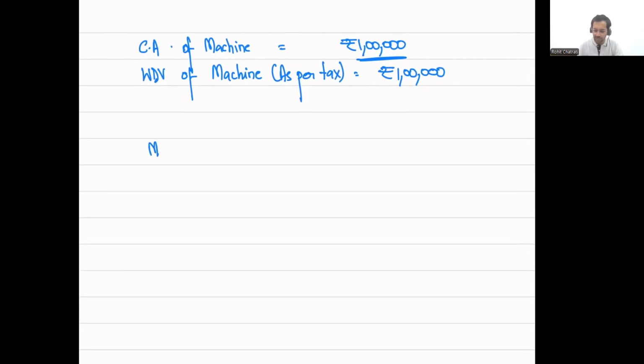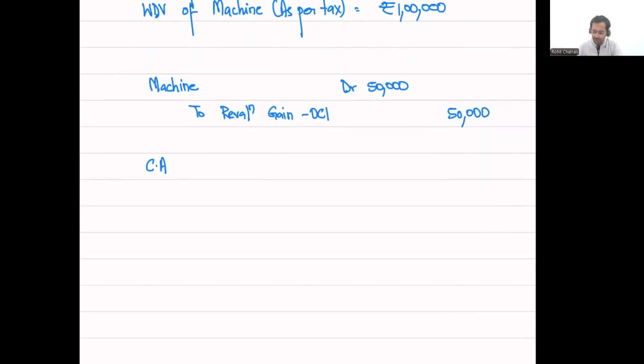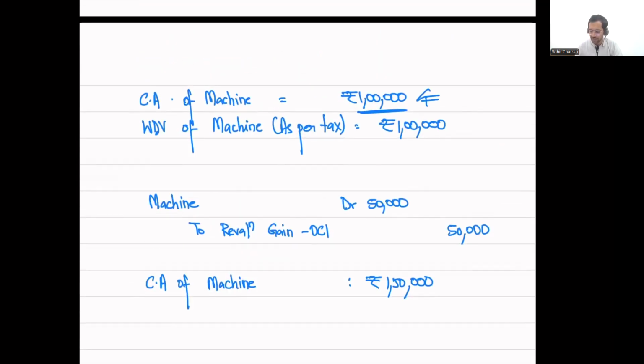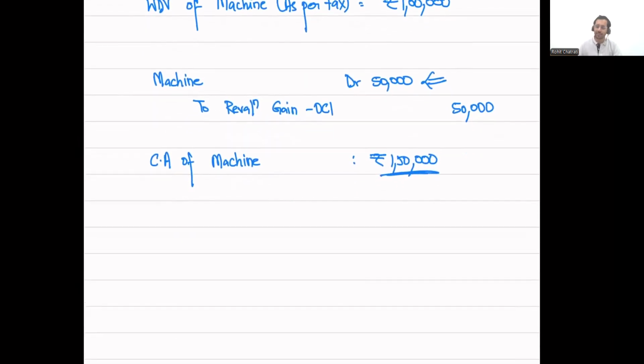We had discussed that the journal entry at that point would be machine debit of 50,000 to revaluation gain, which is a part of OCI. Revaluation gain is a part of other comprehensive income, and we recognize this revaluation gain of 50,000 in other comprehensive income. Now, after this, my carrying amount of the machine is going to be 1,50,000. It was 1 lakh originally, and I have increased it by 50,000.